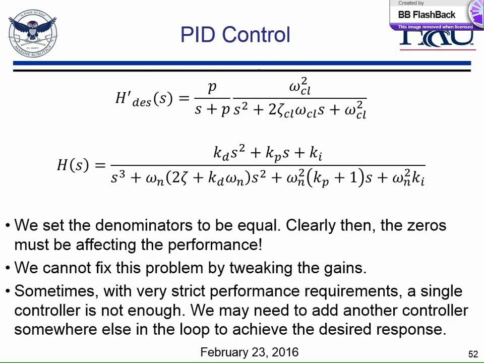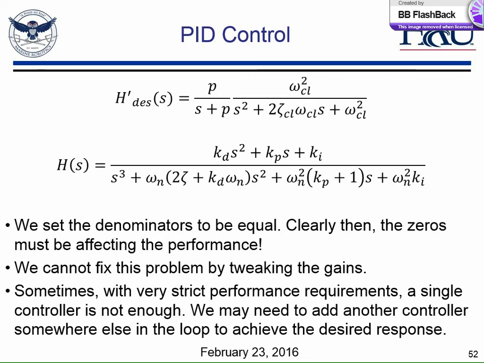We look at our desired system, we look at our closed loop system. Does anybody notice a difference between the two of them? We know that our denominators are exactly the same. How about our numerators? We have 2 zeros in our actual system, whereas our desired system has no zeros. So the zeros do affect the performance of your system. We set the denominators to be equal, but clearly the zeros must be affecting the performance of our system.